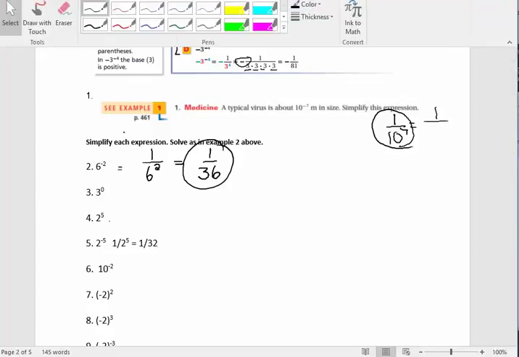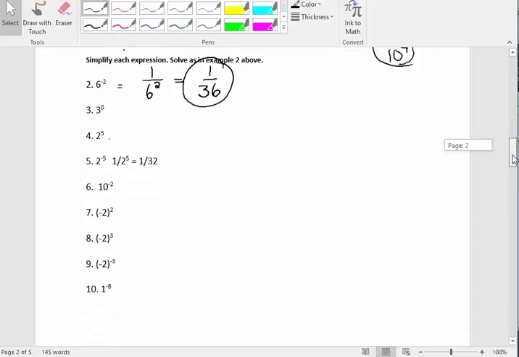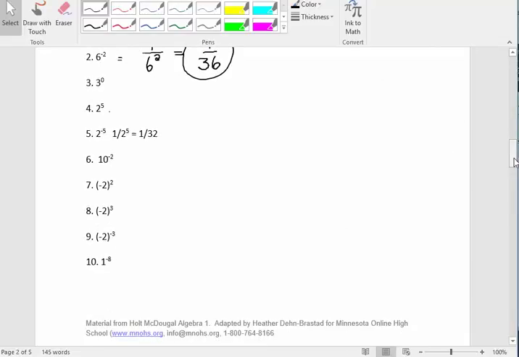Let's look at number 8. Number 8 says that we have -2 to the 3rd power. That's a positive exponent, so we are not going to have a fraction for that one. Instead, if we wrote that in expanded form, what that means is that we are taking -2 times itself 3 times. So -2 times -2 is 4, positive. 4 times -2 would be -8.